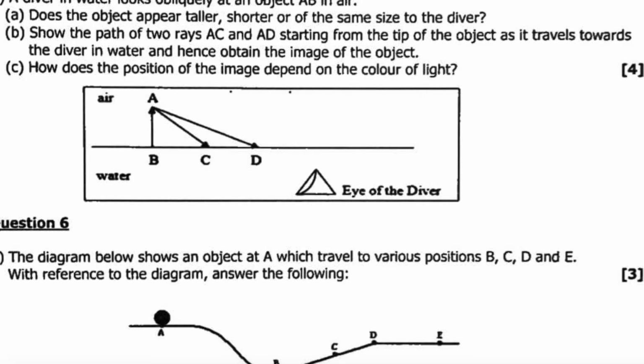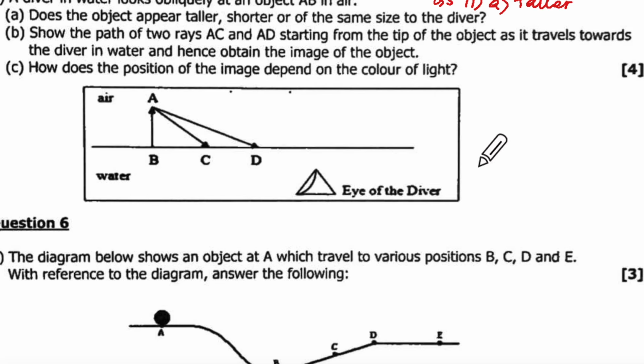A diver looks obliquely at an object AB in the air. Does the object appear taller or shorter? I think this was a repeat question. In the rarer medium, the object looks taller. So your question number 5, second part, A: object looks taller. B: show the path of two rays AC and AD starting from the tip of the object that travel towards the diver, and how does the position of the image depend upon the color of light.